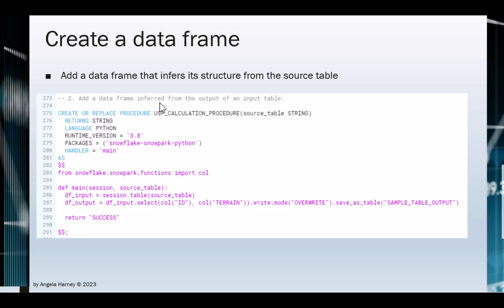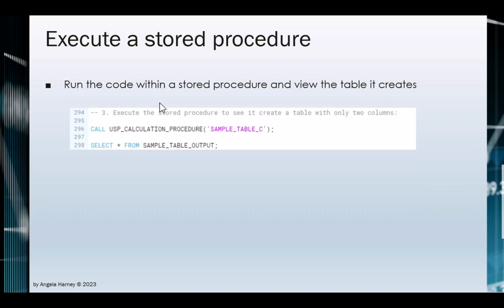We will name the new table sample_table_output. Return the string value of success to specify our action is done. You can execute the stored procedure by running the call command to see the newly created table with 2 columns.